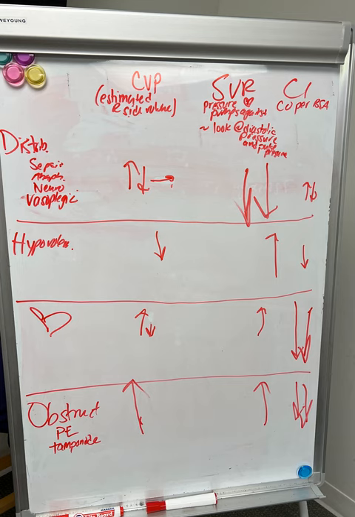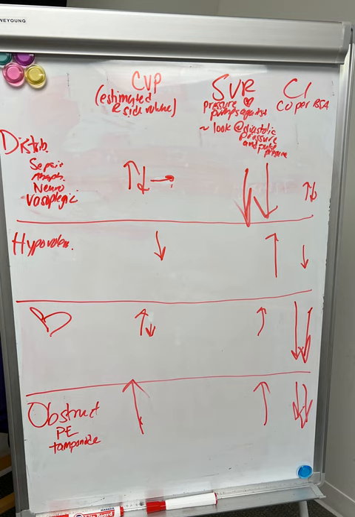Okay. Second type of shock. Hypovolemic. Hypovolemic shock. Very good. So CVP, high, low, or normal? That's a trick question. What do you think it would be? In hypovolemic shock, it'd be low. Yeah, CVP will be low. How about cardiac index? Low. How about SVR? High. Very good. Very high. Right? All right.